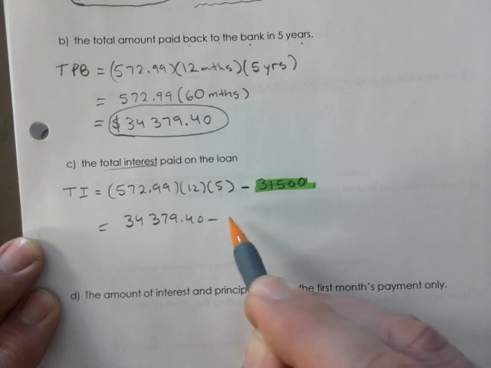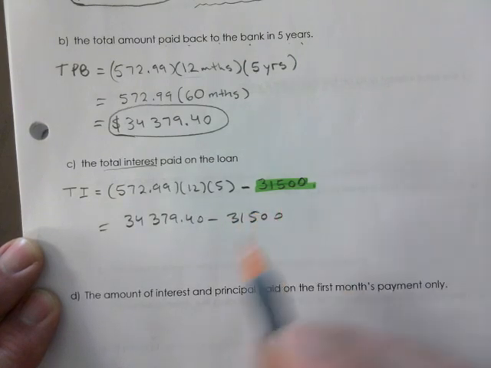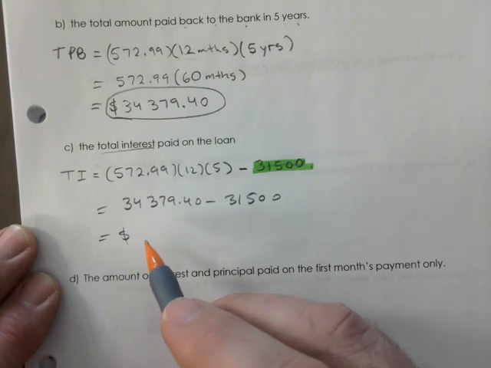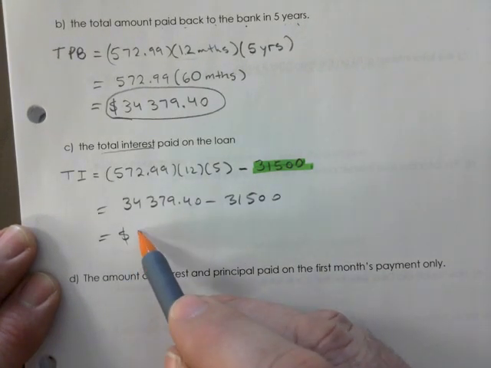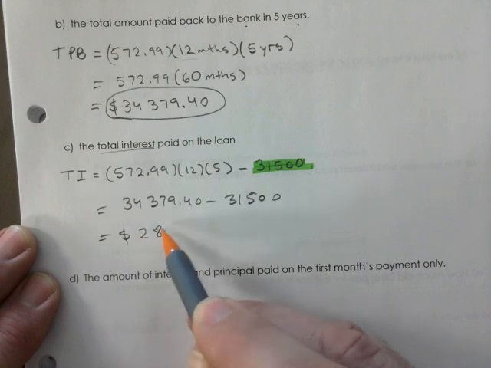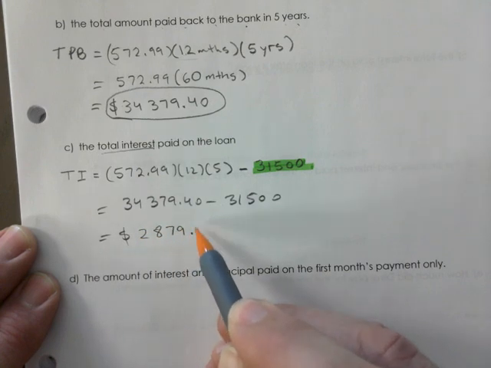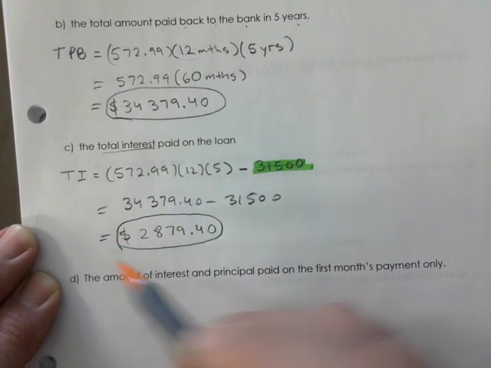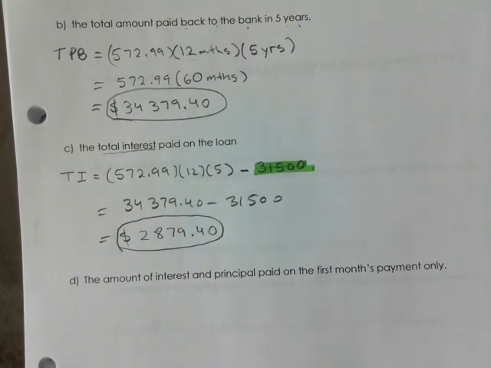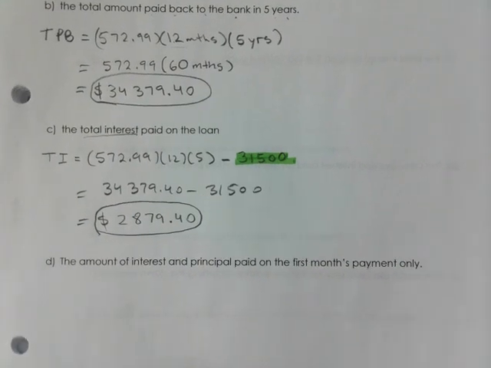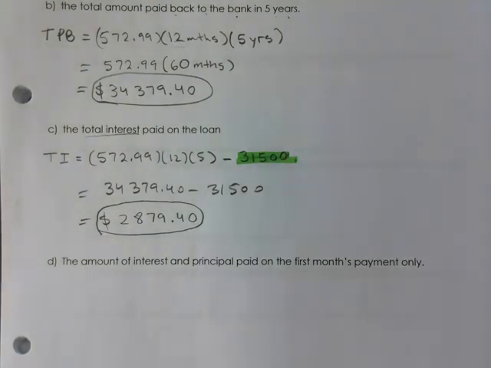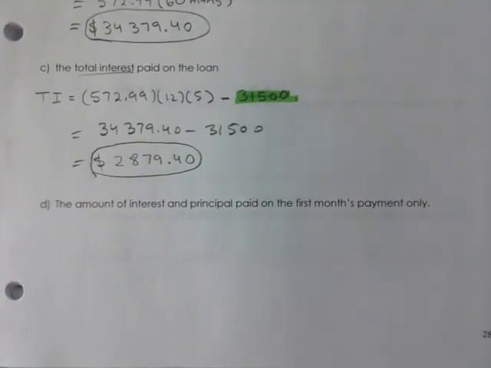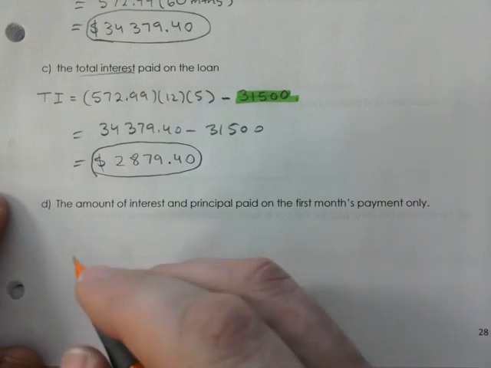And then I think you guys need to do some work because it's tough to stay awake in the afternoon, right? So we do that, we get 2,879.40. That's the total interest you will have paid over 5 years. I don't know about you, but I can think of a lot of things that I can spend that money on, right? So that's why saving up is important.